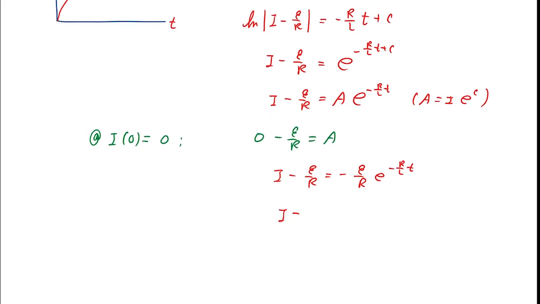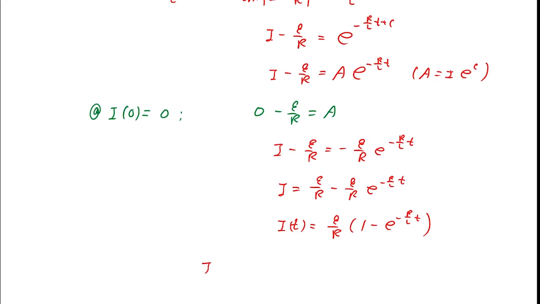So I is equal to E over R minus E over R e to the negative R over L t. Common factor, so I as a function of time, finally is equal to E over R times 1 minus e to the negative R over L t. Okay, let's check if this gives us the function we want.